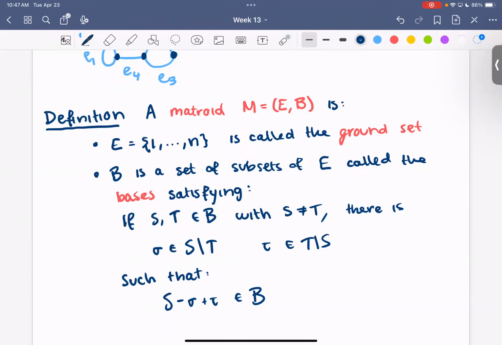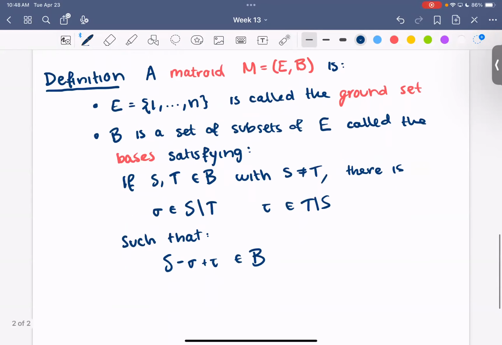I think this is firstly a little bit difficult to parse, and maybe when you first see it, it's not clear why this is the right thing, but we'll see why vectors and graphs both satisfy this. And we'll get a little bit of practice with it. So let's look at an example.